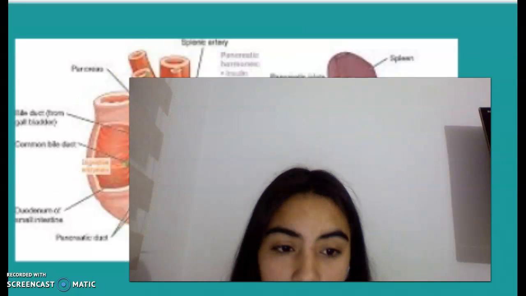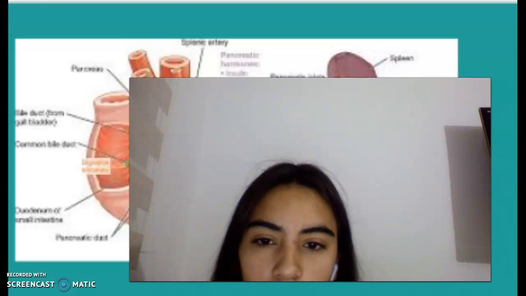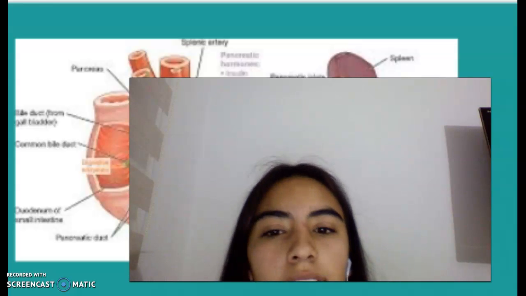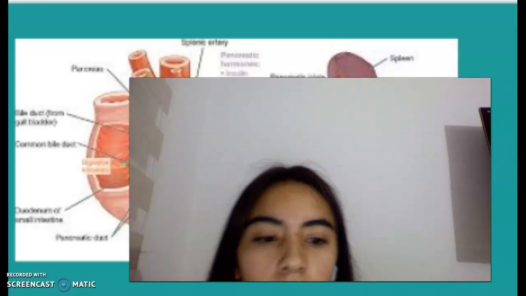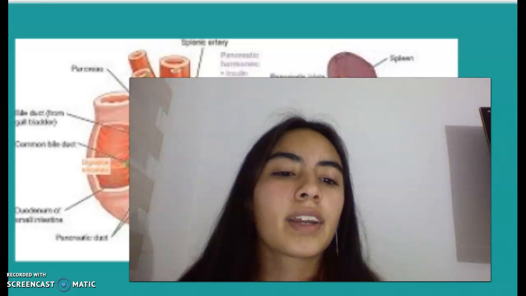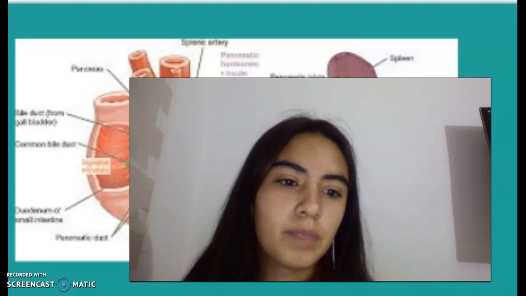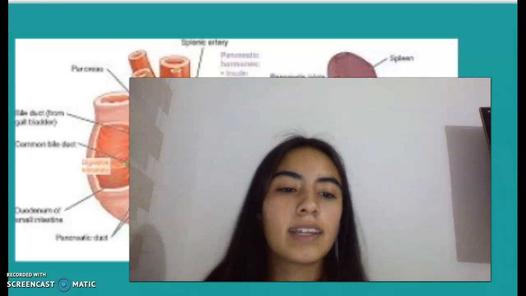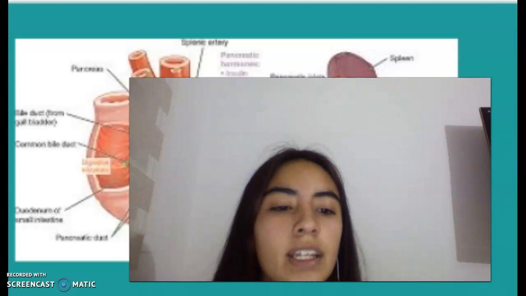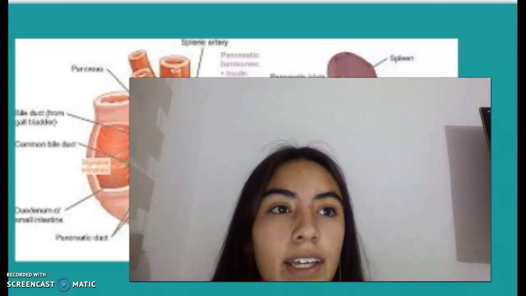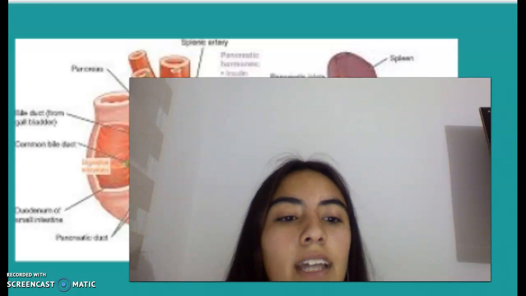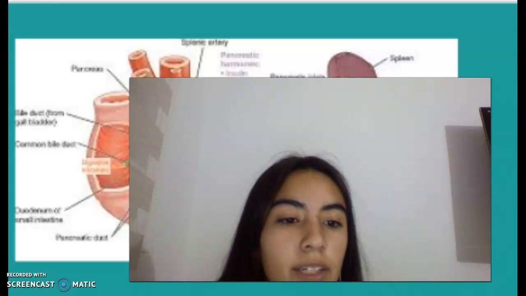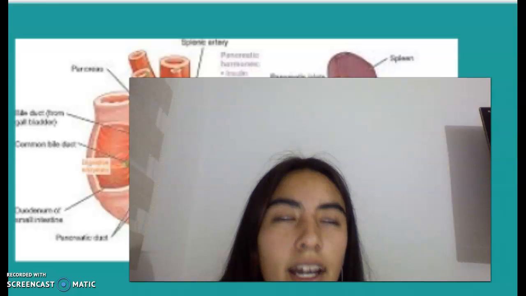Then we have the pancreas. The pancreas has two functions. One is the exocrine, which helps in the digestion, and the other one is the endocrine, which helps to regulate the sugar in the blood. In the exocrine function of the pancreas, we have some enzymes that help in the digestion, such as trypsin, chymotrypsin, amylase, and lipase. The lipase is to break down fats, the amylase is to break down carbohydrates, and the trypsin and the chymotrypsin are to digest proteins.